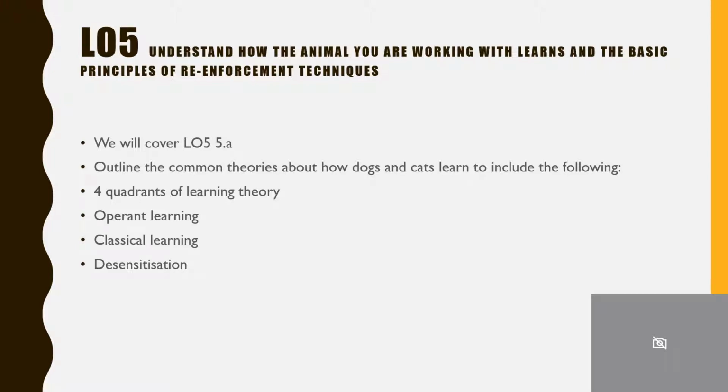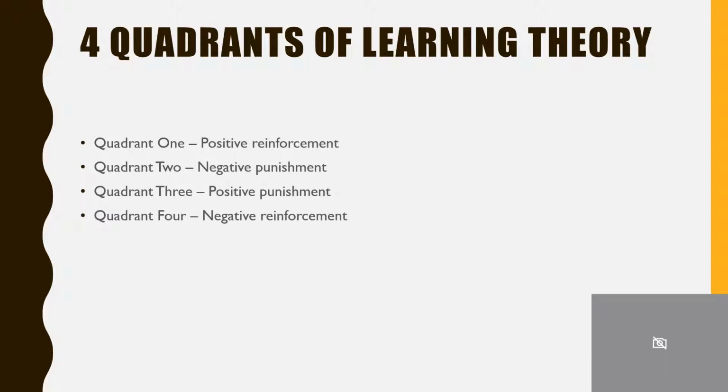So within Learning Outcome 5 we will cover 5A. Outline the common theories about how dogs and cats learn to include the following: the 4 quadrants of learning theory, operant learning, classical learning and desensitisation. There are 4 quadrants related to the learning theory.